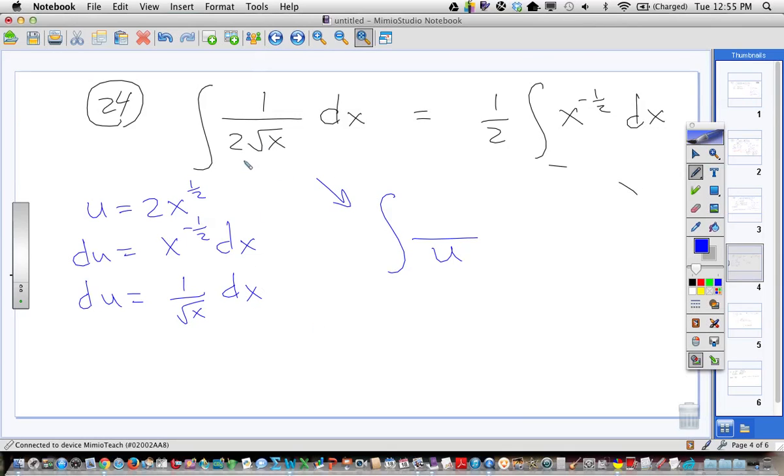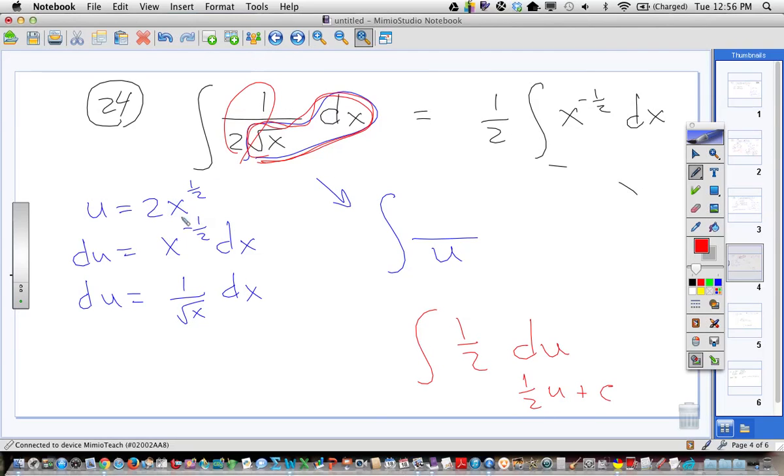So if you notice that, that's that right there, isn't it? So actually I should have done that in a different color. So in red, if I would have noticed that, hey, this is just the du, I could have done that right there, and then what am I left with? 1/2. What's the antiderivative of 1/2? 1/2 u plus c. And what did we say u was? U was this. So that'd be 1/2 times 2x to the 1/2 plus c. Sure enough, the 2 and the 1/2 would cancel, and there's your answer, x to the 1/2 plus c.